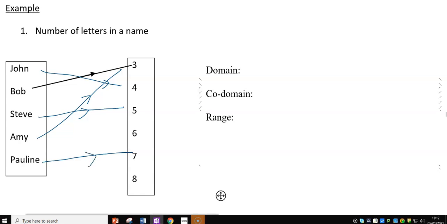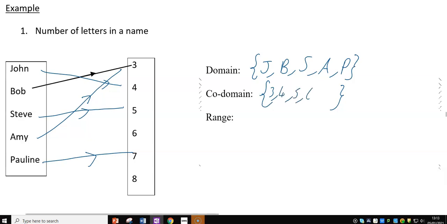Now, your domain, as said up above, is where you started. This is like set notation, and how you do this is with curly brackets, which you'll see on your keyboard. And you've got J, B, S, A, and P. I've obviously just abbreviated all their names there, and then the curly bracket on the end. The domain is everything in the input set. The codomain then is everything in the second set, so where you end up. So you've got 3, 4, 5, 6, 7, and 8.